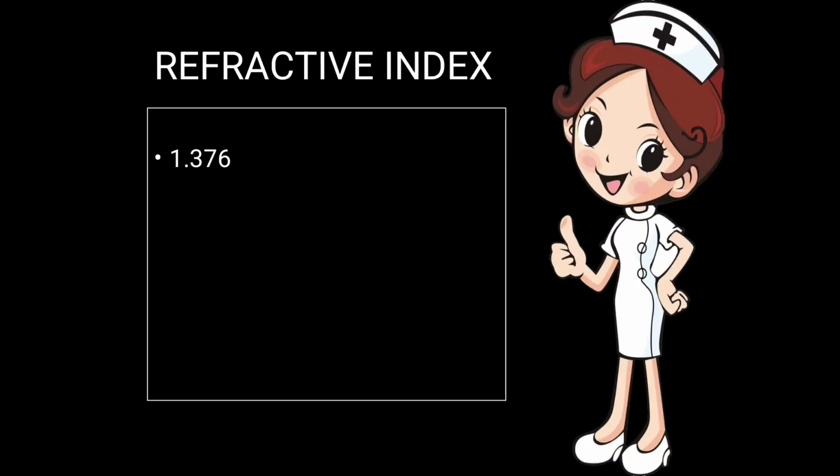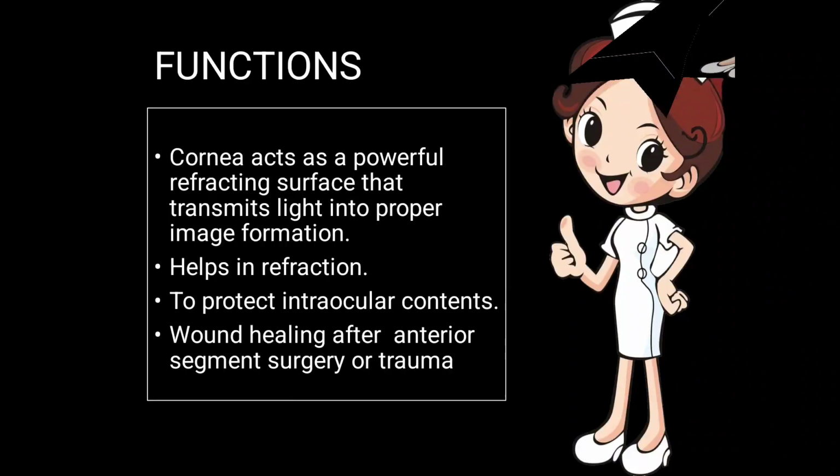Next one, refractive index. Refractive index means how much it can bend the light. Every material has a refractive index. The corneal refractive index is 1.376.